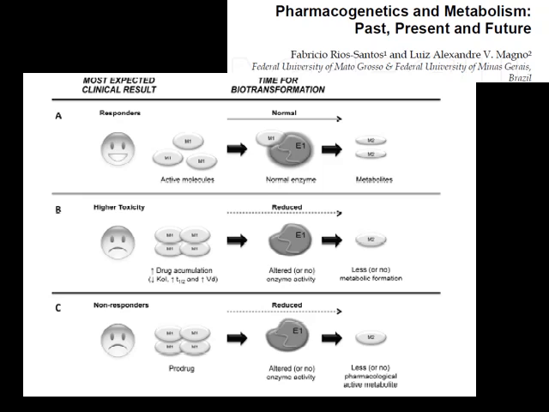In the third case, we've got non-responders. So here we're giving them a pro-drug. This is the clopidogrel example. It by itself is not active, so it gets metabolized to an active form. But in the patient that has a poor metabolizer phenotype, the enzyme can't convert it to the active form. So most of it stays in the inactive form, and the person doesn't respond.